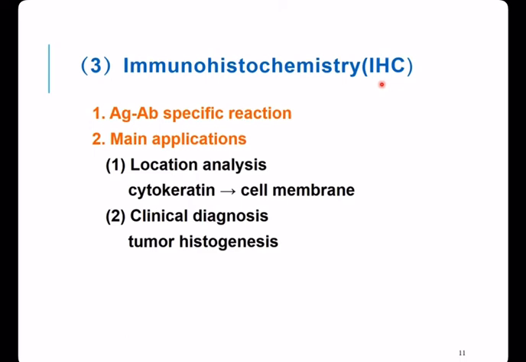IHC is an important and useful technique in diagnosis. It is based on antigen-antibody reaction to identify specific protein in section. Its main application is to perform a location analysis. For example, in epithelial membrane, cytokeratin will be positively stained. IHC is also used in clinical diagnosis. It can help to distinguish tumor histogenesis.